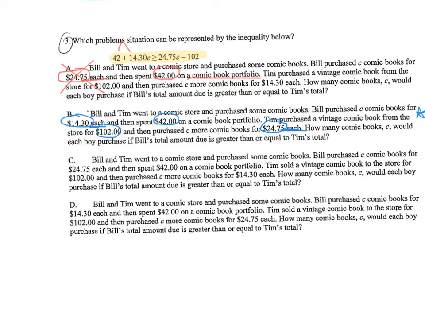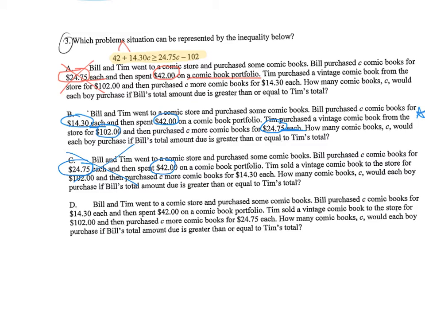The numbers lined up. C, Bill and Tim went to a comic store and purchased some comic books. Bill purchased C comic books for $24.75 and then spent $42. So again, wrong numbers matched up together. So it cannot be C.